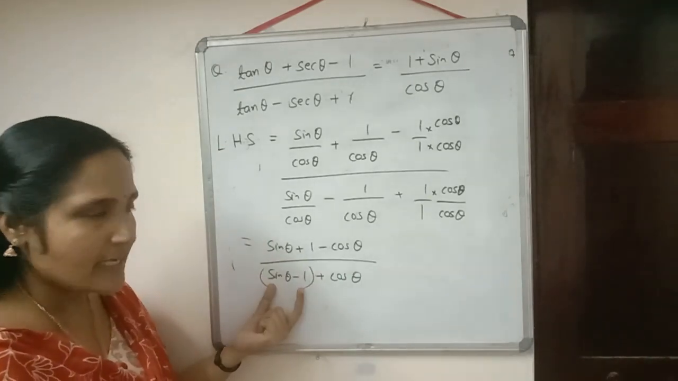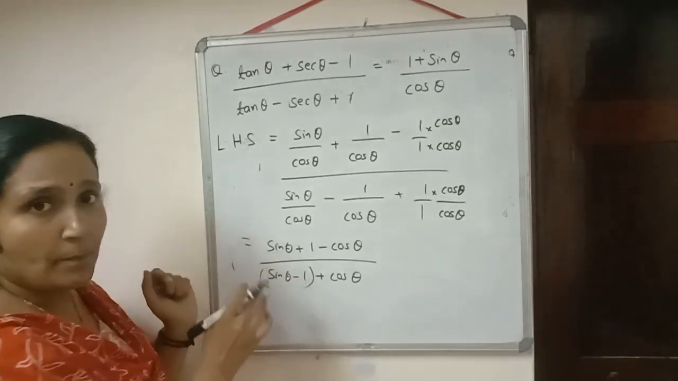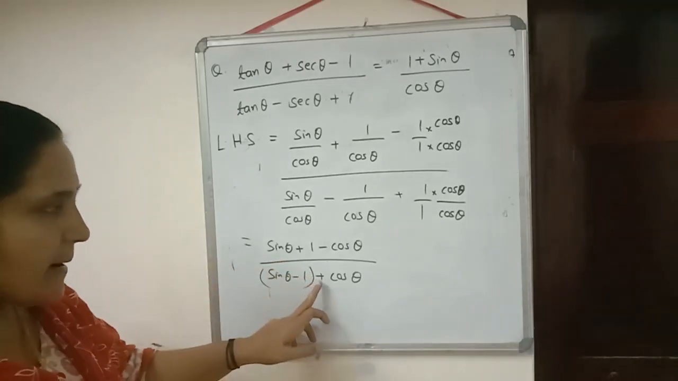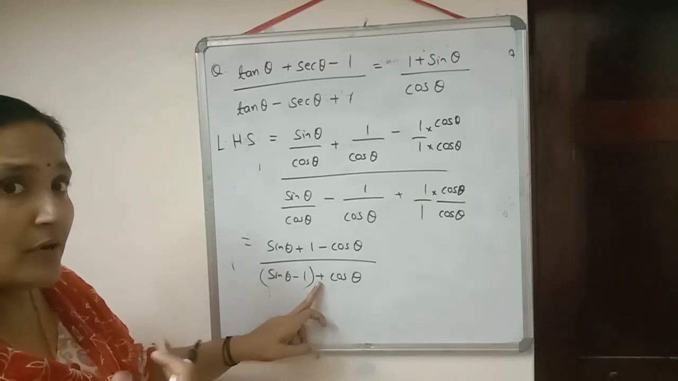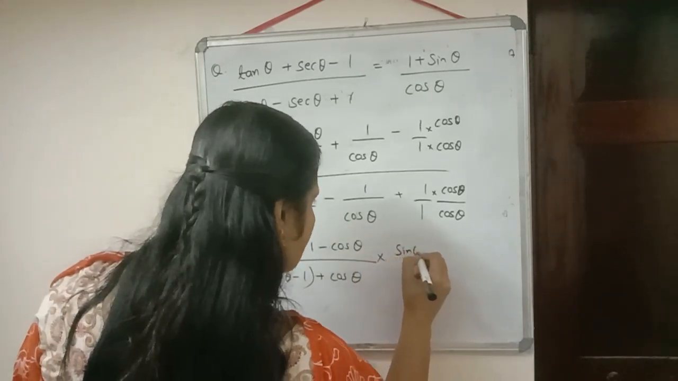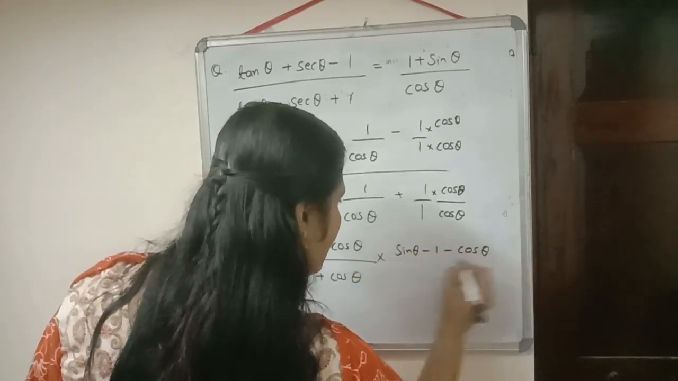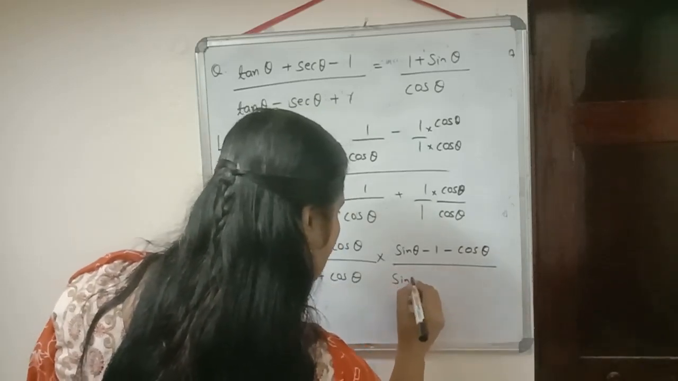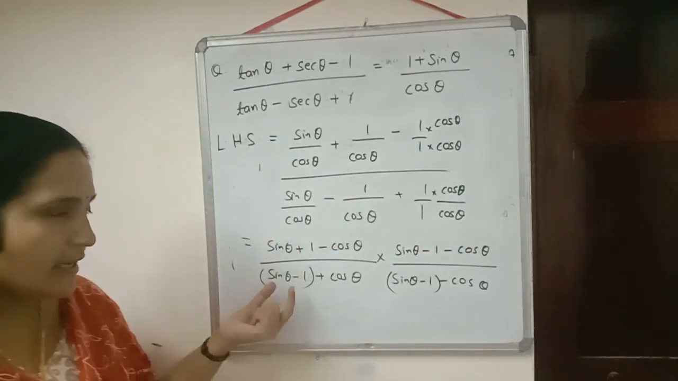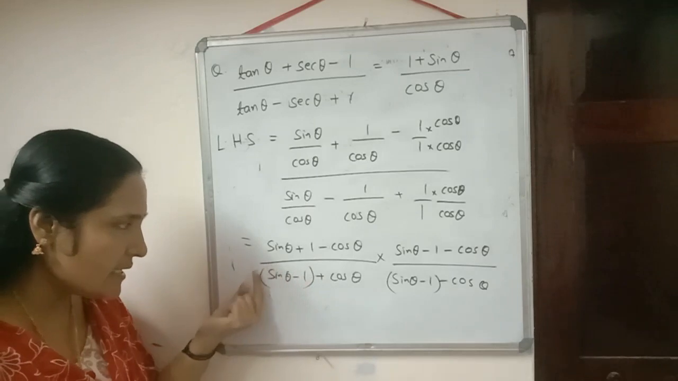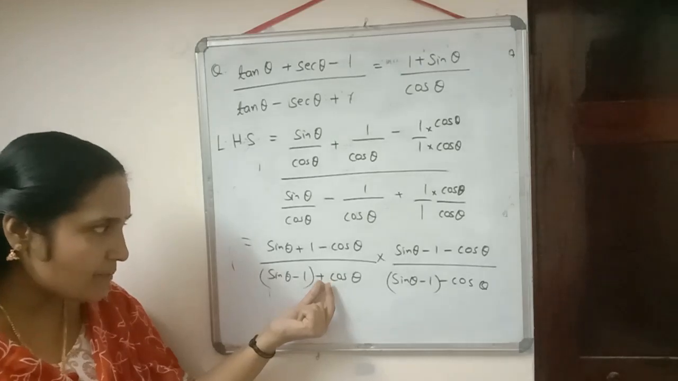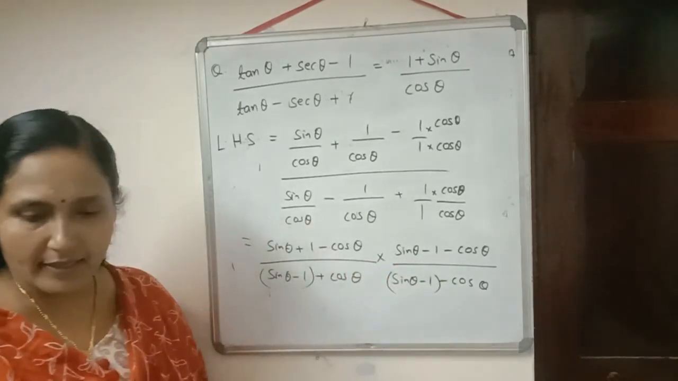So when you change the sign, don't change this minus 1 to plus 1, because we are considering this as a single term. So here, plus cos theta, we are going to change it to minus cos theta. So we will multiply by (sin theta - 1 - cos theta) in both numerator and denominator. What we did is rationalization. We considered this one as a single term, that's why I haven't changed the sign here. This plus cos theta, I wrote as minus cos theta.